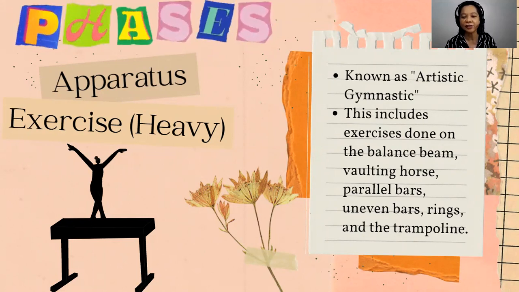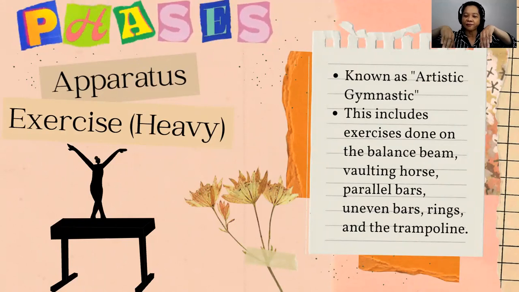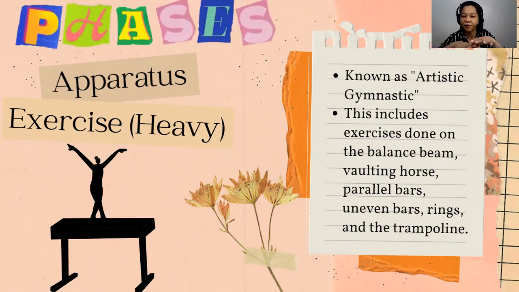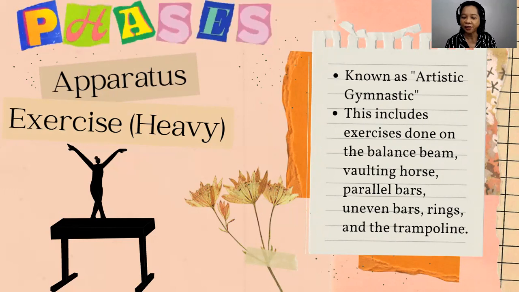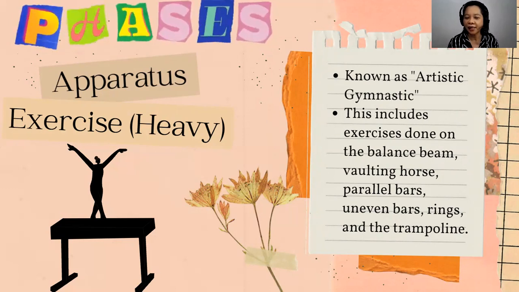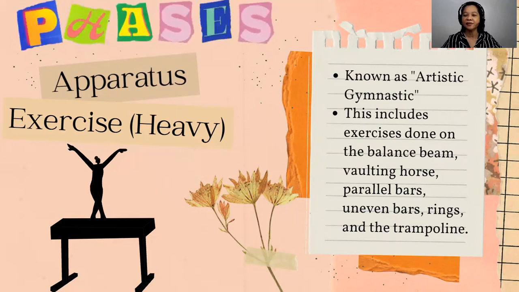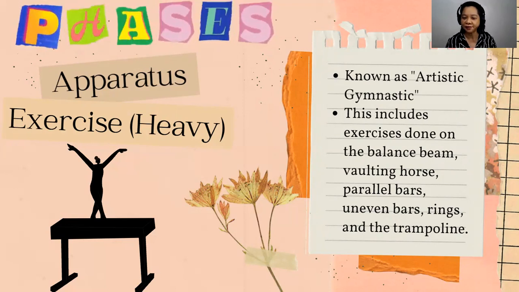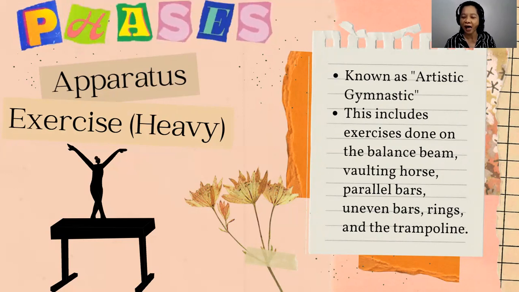The vaulting horse, you see it has two metal handles on top of the vaulting box, it's a vaulting box, and then there is also a parallel bar on the side where the players will be holding on with their right and left arms or hands, and then the players will be able to do a stunt.